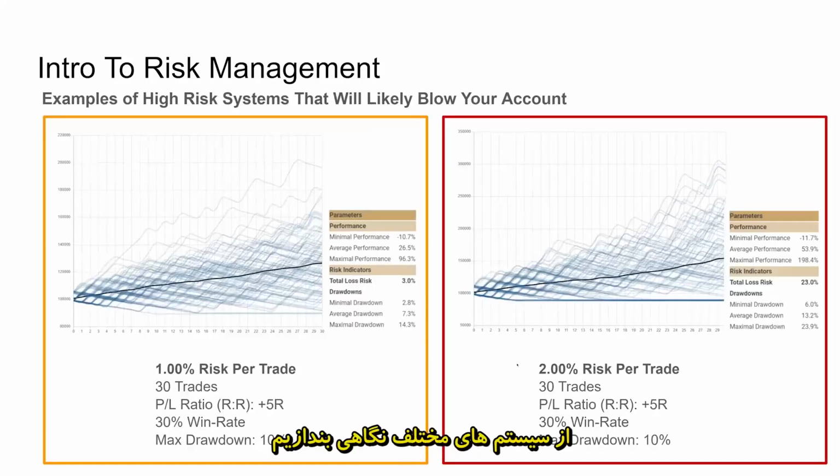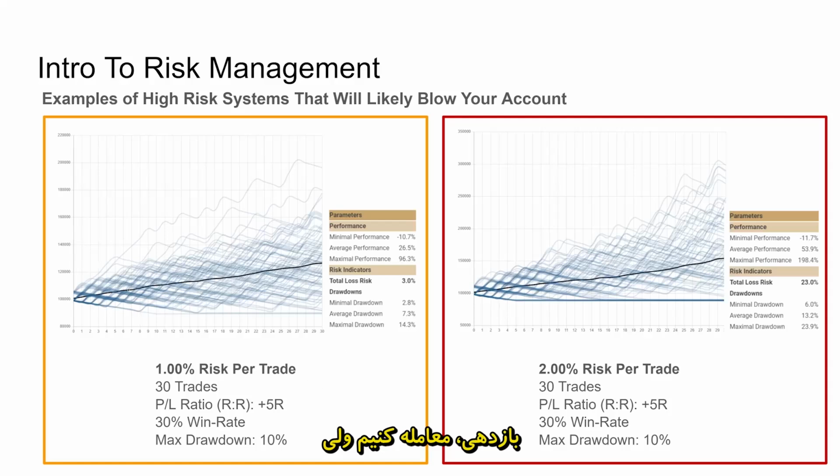All right, now let's look at some examples of trading systems. In this orange box here, we have 1% risk per trade over a series of 30 trades. By the way, these are all simulated 100 times. So imagine you test this over 100 times. This way we have some sort of statistical reliability between the tests, right? It's not just one instance of us getting lucky and hitting literally 100%, right?